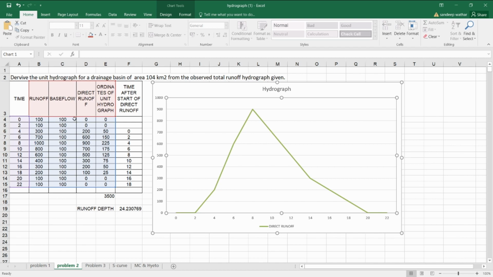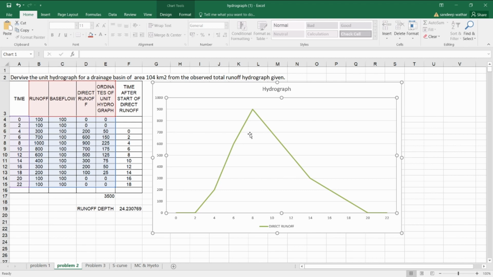For example, at time t equals 0, the runoff was 100 and my base flow is also 100, so the direct runoff is equal to 0. Similarly, at time t equals 4, the runoff is 300 but the base flow is 100, so my direct runoff will become 200. Similarly, we can calculate the values of the ordinates of direct runoff.